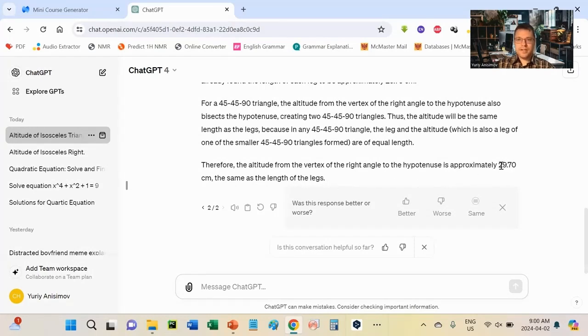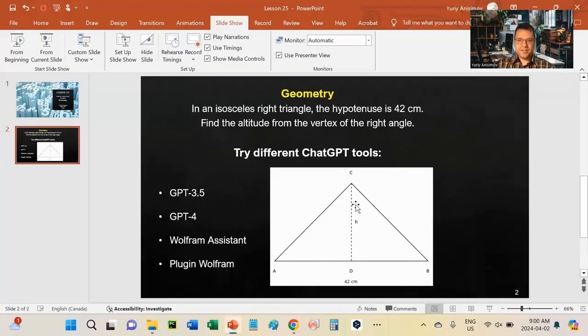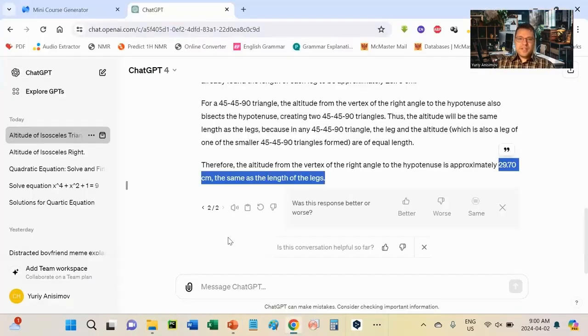No, that's wrong. It's impossible. The altitude cannot be the same as the legs. That would mean that in this figure this length is the same as this one, and that's obviously not the case. Alright, I won't ask it any questions anymore.